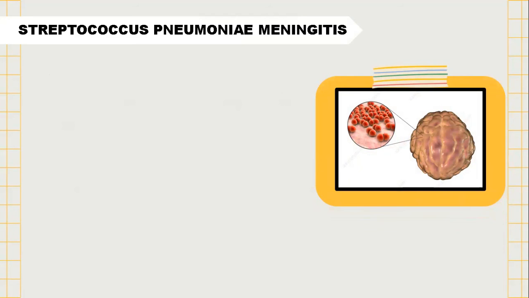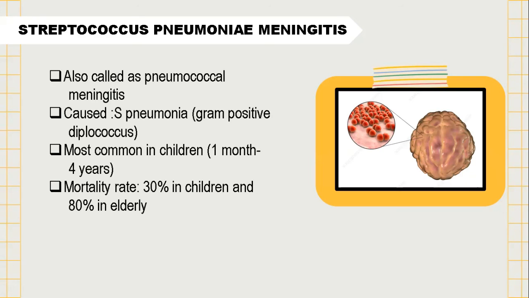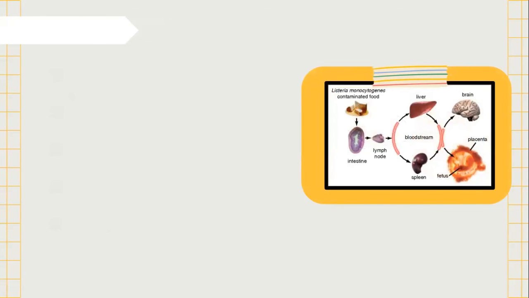And next is the Streptococcus pneumoniae meningitis. It is spread by respiratory fluids from the infected person when they cough or sneeze. It is also called pneumococcal meningitis. It is caused by S. pneumoniae, a gram-positive bacterium. It is most common in children 1 month to 4 years old. Its mortality rate is 30% in children and 80% in the elderly, and it can be prevented through vaccination.